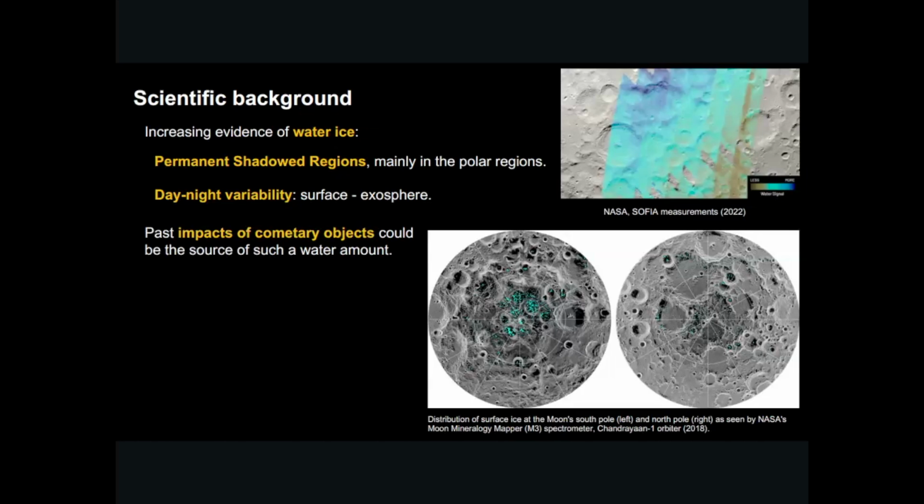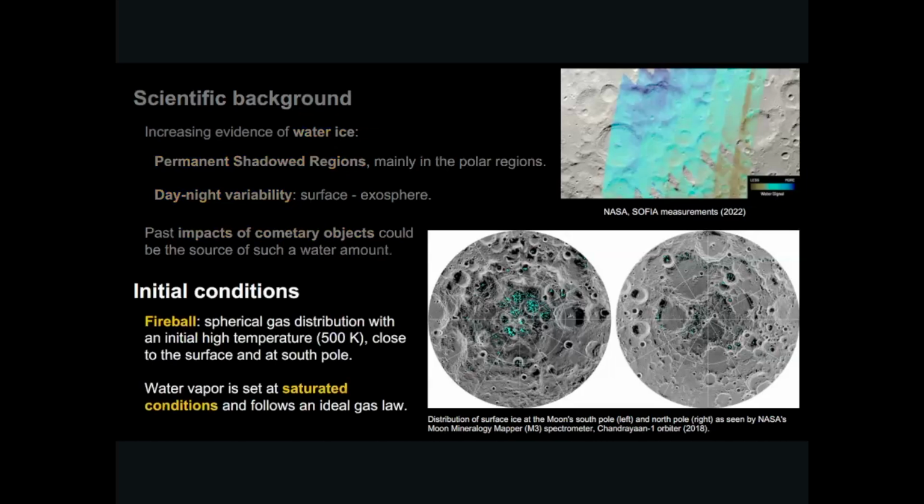And so, in our case, it was a test for the process that we considered, and we actually set our initial conditions immediately after the impact. So simulating a fireball, assuming it is spherical, it is at the surface, has initial high temperature, and it is mainly composed of water vapor and at saturated conditions. And this is what you obtain.